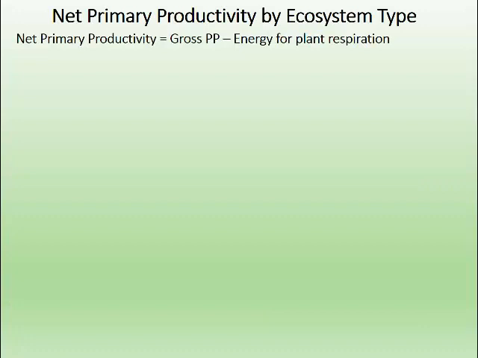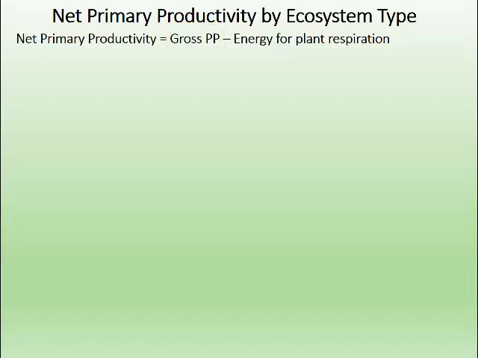Heat energy from the sun is converted to chemical energy, or sugars, through the process of photosynthesis. This process of photosynthesis is called primary production because it is the first production of food or chemical energy in the food chain. The total amount of chemical energy produced by autotrophs is called gross primary production.